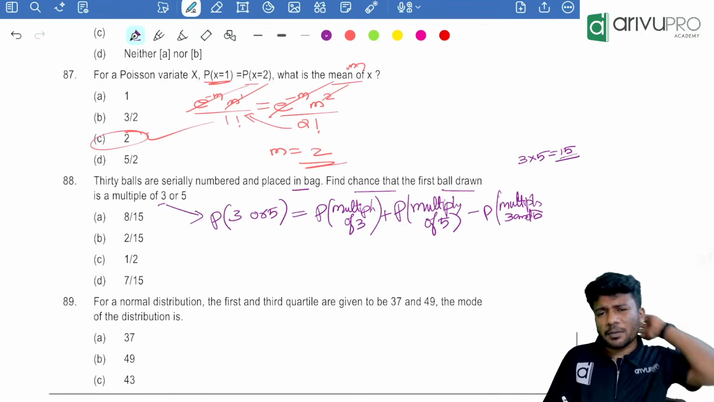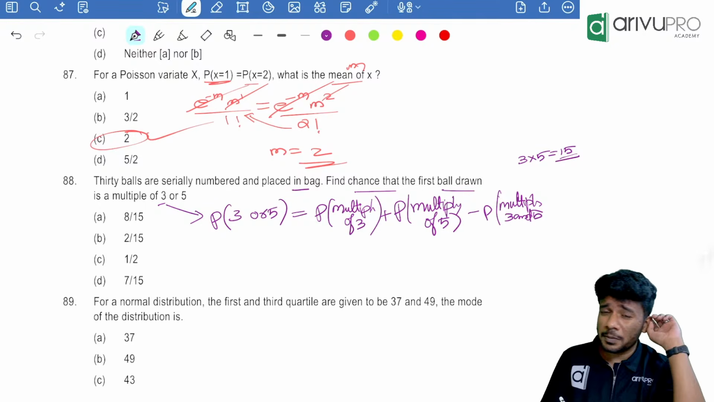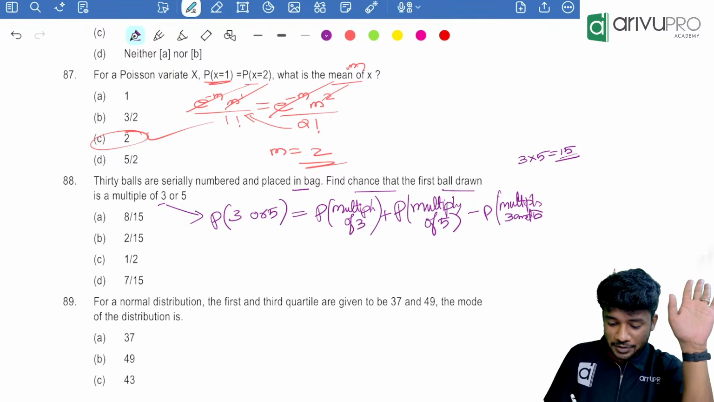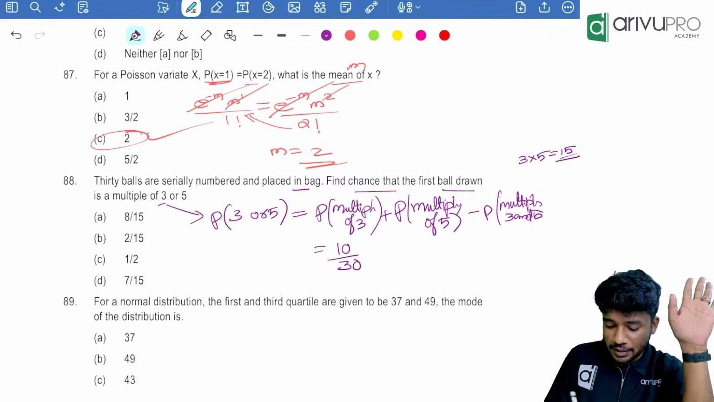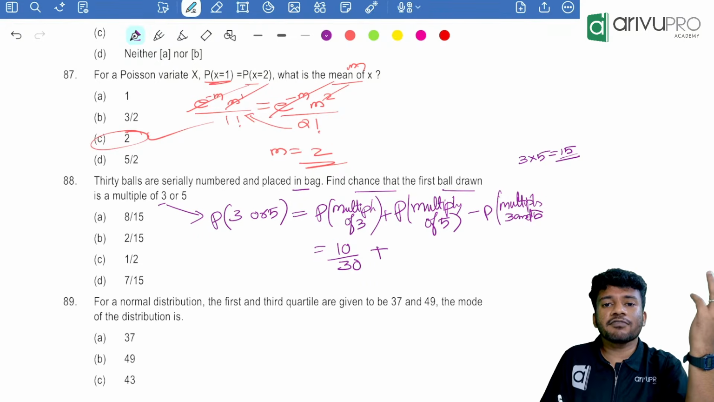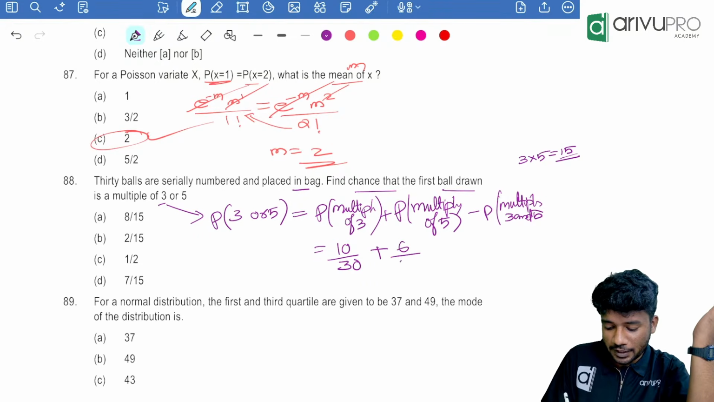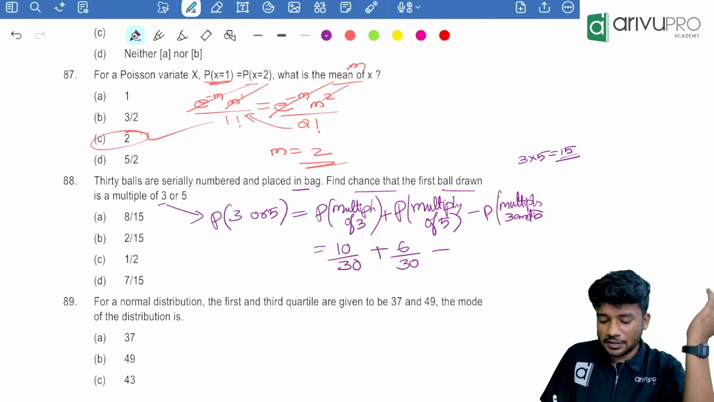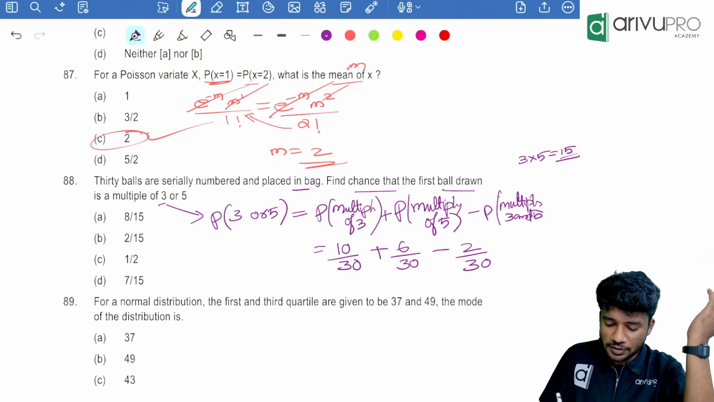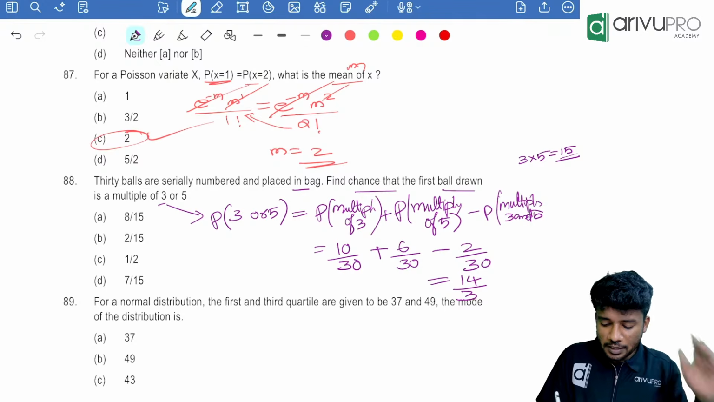Now people, how many numbers between 1 and 30 are divisible by 3? We know the table, 10 numbers are there. So it should be 10 by 30 plus how many are divisible by 5? 6 are divisible by 5. That means 6 by 30, minus those divisible by 3 and 5, which is 2 by 30. So in total it will be 14 by 30.